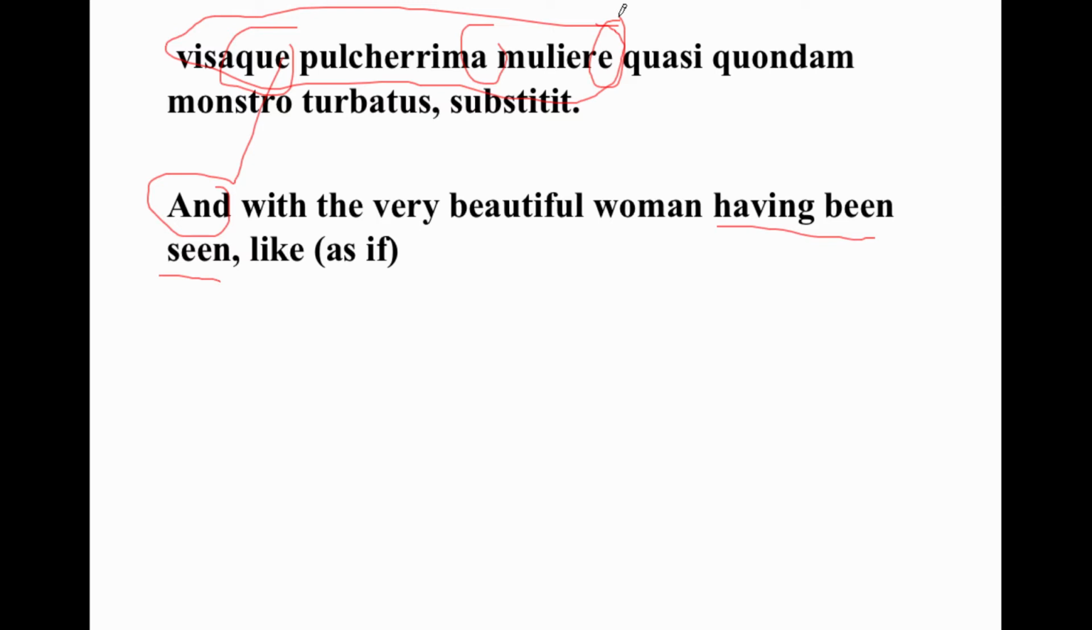Remember, the soldier is descending into the tomb. So it was in the circumstances of having seen the beautiful woman that the rest of the sentence is going to happen. The word quasi, which we've borrowed into English, means like or as if. So, with the very beautiful woman having been seen, as if turbatus. Now this is nominative singular. It's describing the soldier, the condition of the soldier, as he's about to do the main action of the sentence. Disturbed by what? Disturbed by quondam monstro, disturbed by some monster.